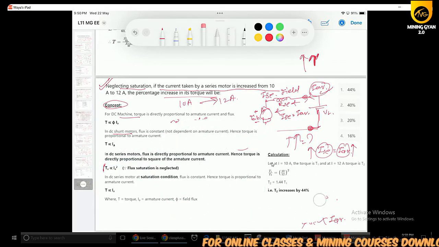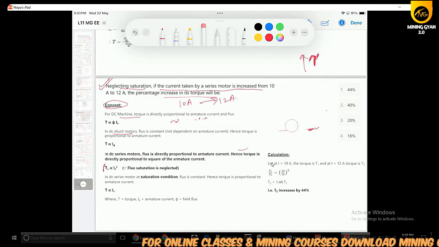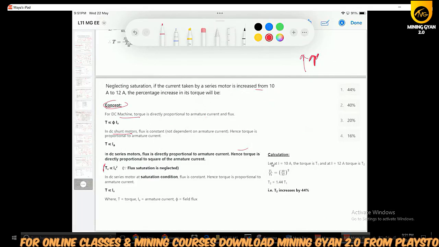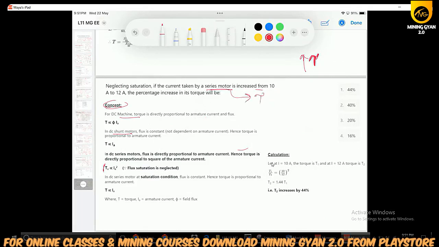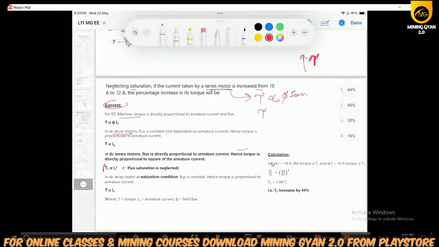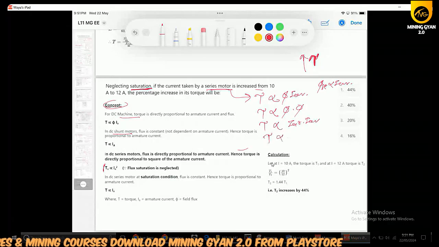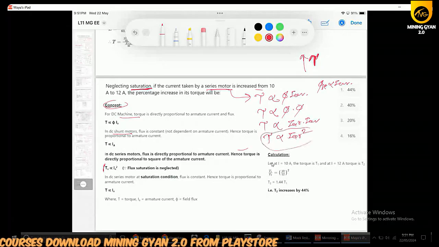Now we have to calculate the percentage increase in torque. So what is the machine? This is a DC series motor. So what will the relation be? Torque is proportional to phi into Ia. If the saturation is neglected, meaning saturation is not happening, then phi SE is directly proportional to Ia, so torque is directly proportional to Ia into Ia. So torque will be directly proportional to Ia square. So please use this relation, because they are neglecting the saturation.